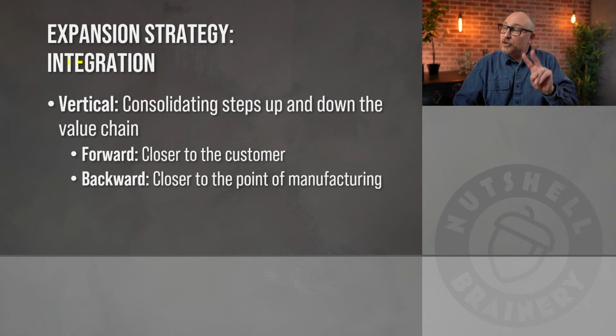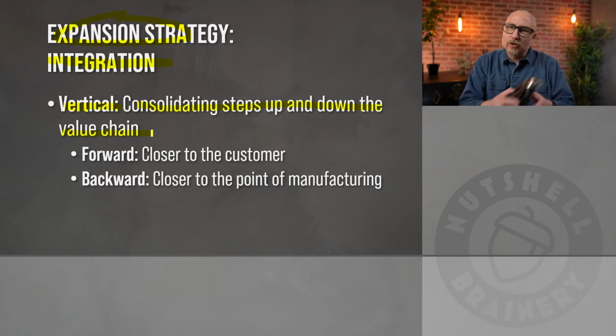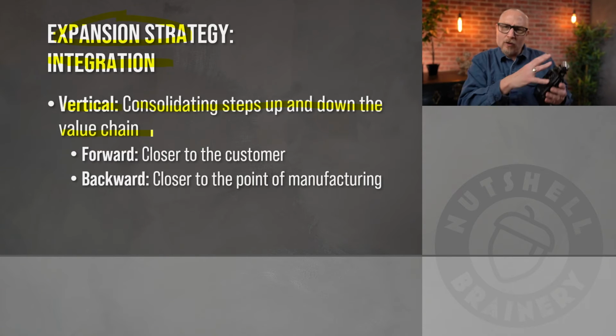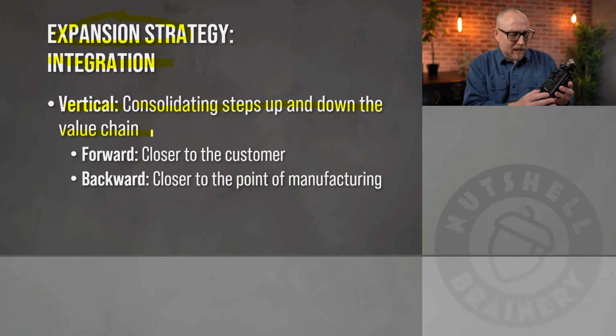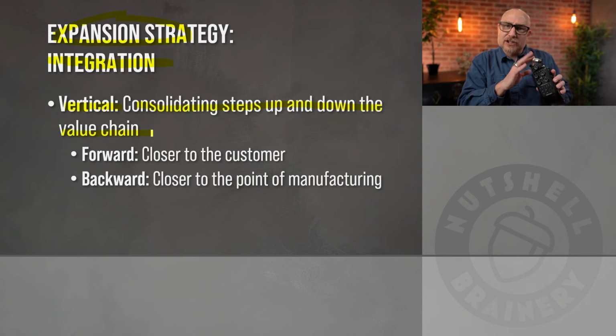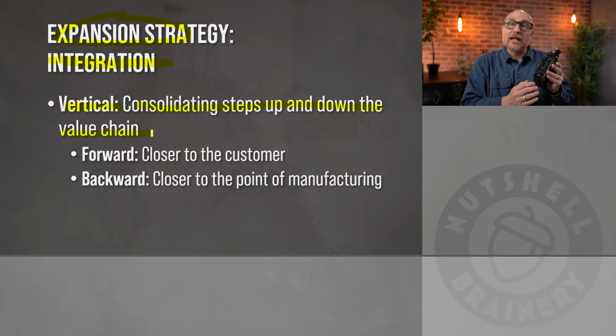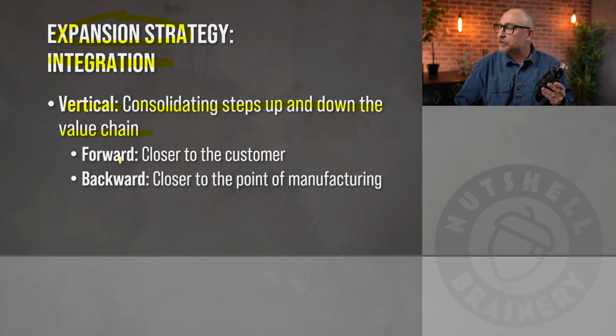There's two ways that you can bring in integration in your expansion strategy. The first one is vertical, consolidating steps up and down the value chain. Okay, so once again, let's look at this recorder for a moment. All right, we have the chip in there, we have the dials, we have the glass, we have this microphone here, and so on and so forth. There's a lot of parts that go into this recorder. Well, if we manufacture everything up and down those parts, that's vertical integration.